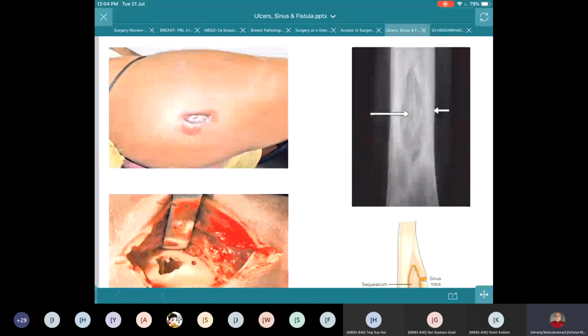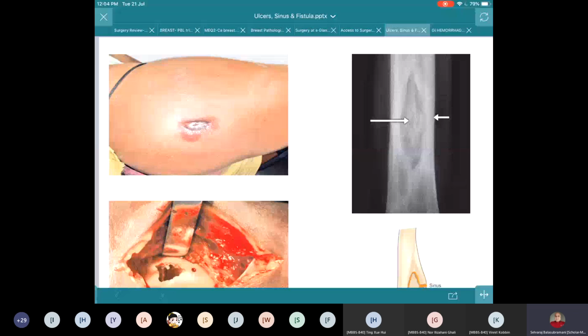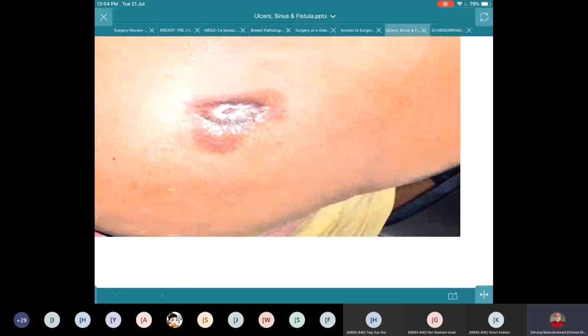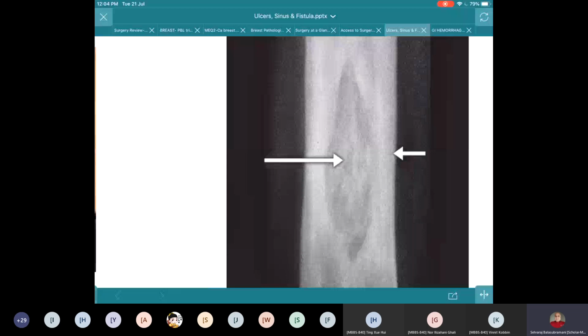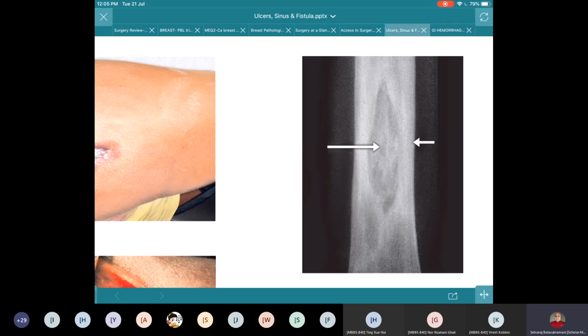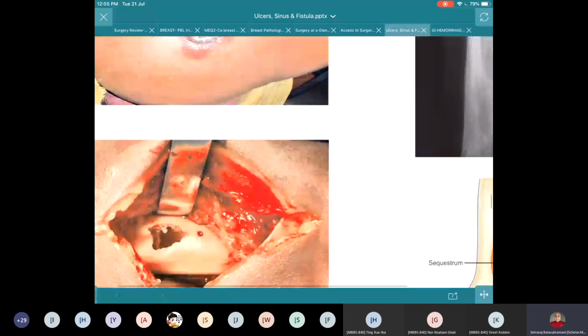Okay, coming to the next case, you are seeing a sinus over the middle of the thigh. If you take an X-ray, what you are seeing here, now you can tell. Somebody told in the beginning itself. What is the dead bone tissue called? I asked you. Sequestrum. Yeah, this is what you are seeing here. Sequestrum, involucrum, all these things you are seeing here. So what is the treatment for osteomyelitis?